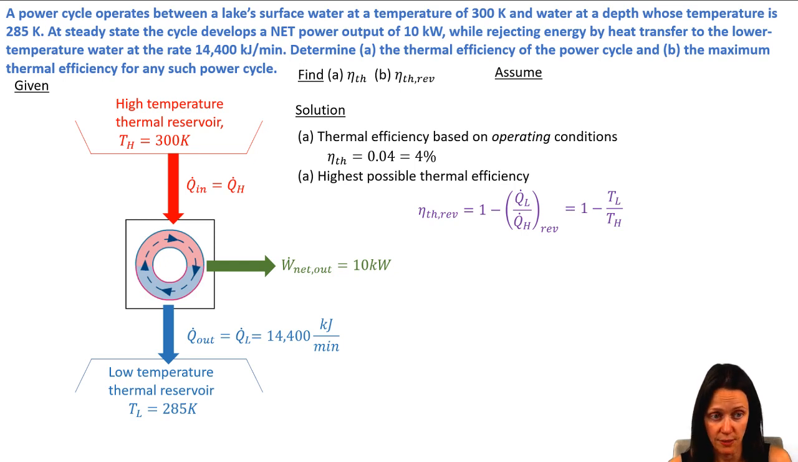So the way that I get that equation is I put the equation in terms of just Q's, and then I switch the Q's with T's and make sure that those temperatures are in absolute temperature units. And here we are in Kelvin. So plug and chug, and I get an efficiency of 5%. So that's the highest possible thermal efficiency that I could hope to attain with this particular power cycle operating between those two thermal reservoirs.